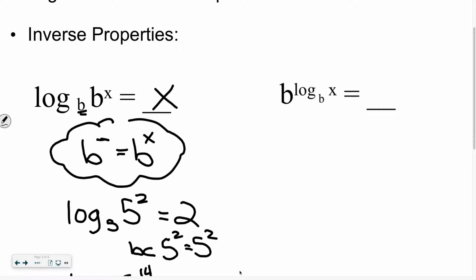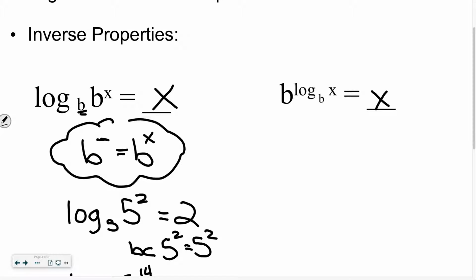The other property looks like b to the log base b of x. What do you suppose that might equal? Someone said it? X. It's the same thing. They're going to undo each other. An exponential expression with a base of b raised to a log with the same base b is going to cancel each other out, and we're just going to get x.